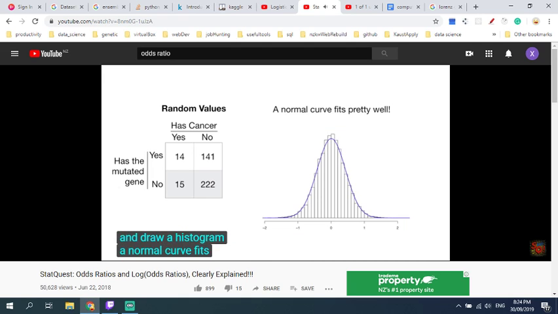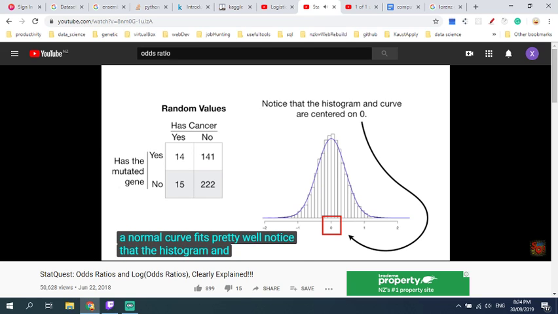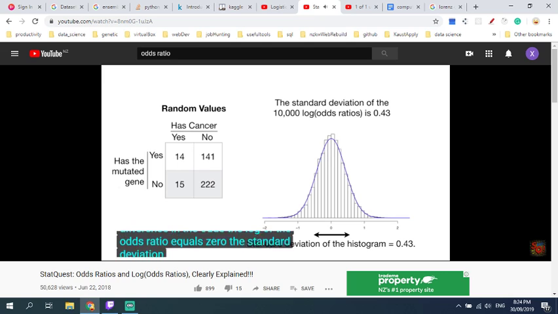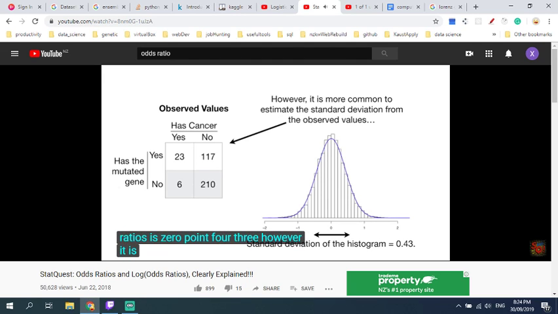Do this 10,000 times and draw a histogram. A normal curve fits pretty well. Notice that the histogram and curve are centered on 0. When there is no difference in the odds, the log of the odds ratio equals 0. The standard deviation of the 10,000 log of the odds ratios is 0.43. However, it is more common to estimate the standard deviation from the observed values.